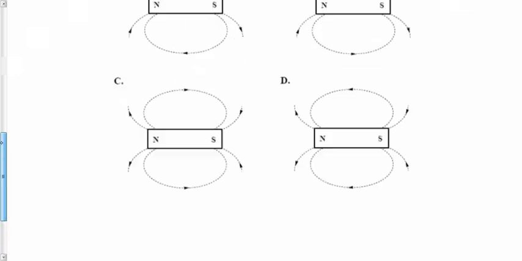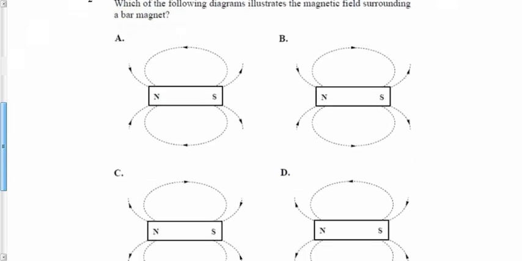Question 2. You've got 4 diagrams here. We want to know which of those diagrams best illustrates the magnetic field surrounding a bar magnet. There are 2 things that I've told you to remember when you're dealing with electric field and magnetic field diagrams. One of the things, specifically with magnetic fields, is that magnetic fields always point which way? Away from the north and toward the south. That is outside of the magnet, right? Inside it points the other way around, but outside from north to south.